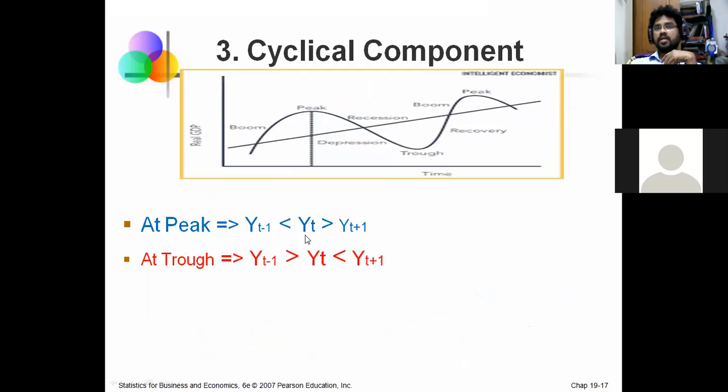As I told you in the earlier class, there is a business cycle. The peak level value is the highest compared with its previous and its next value.